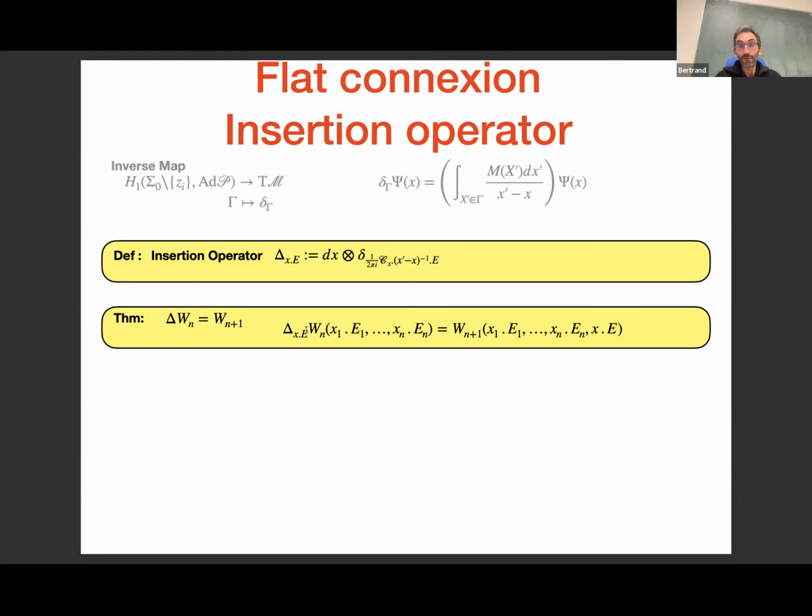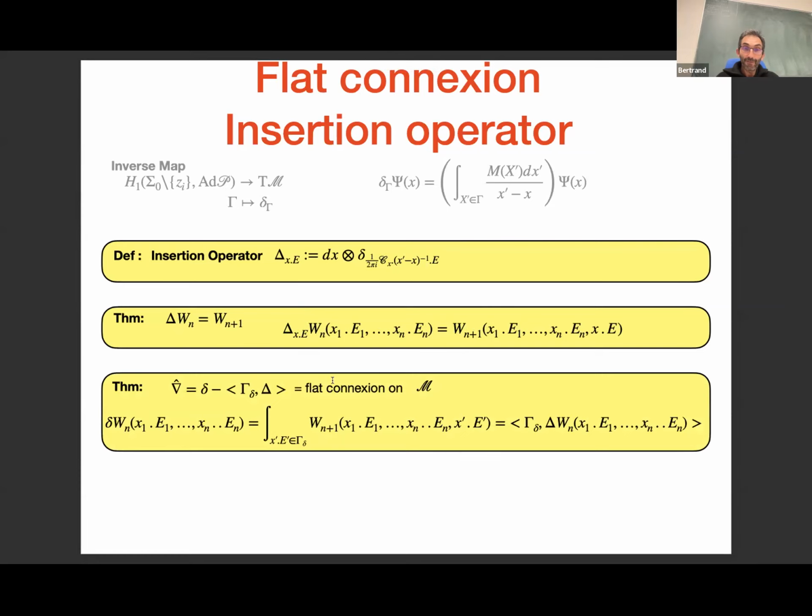The proof is in fact very trivial, because remember, by definition, a deformation acting on Wn is an integral of Wn+1 over a small circle around x times a simple pole. Basically, it means it's exactly picking the residue. So it's exactly evaluating Wn+1 at this point. So in fact, this equality is very trivial to prove. It's almost by construction.